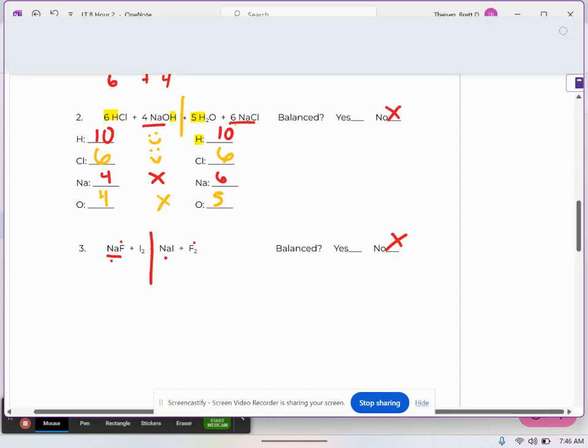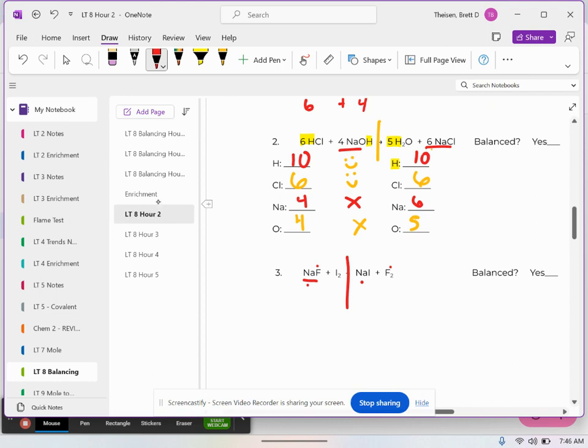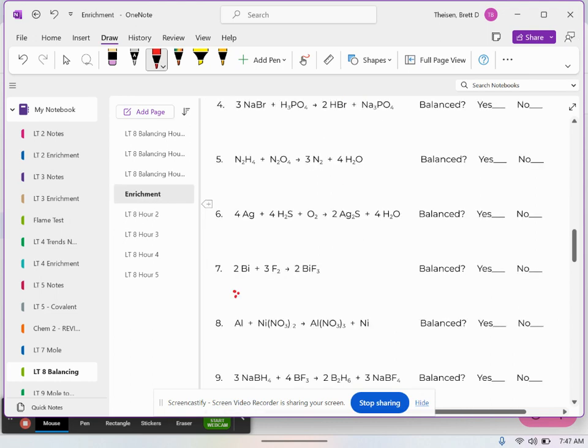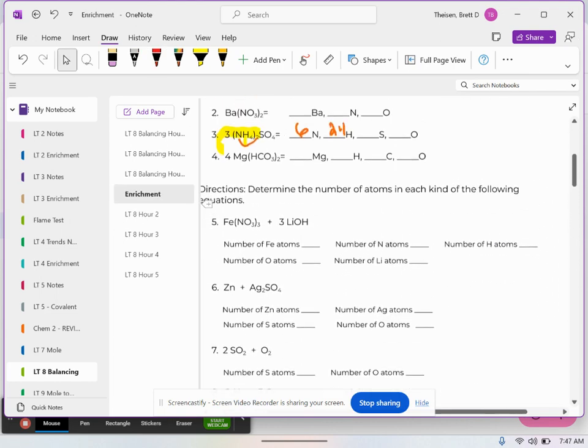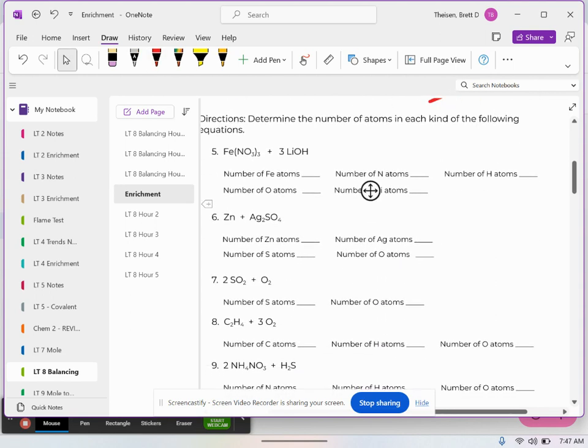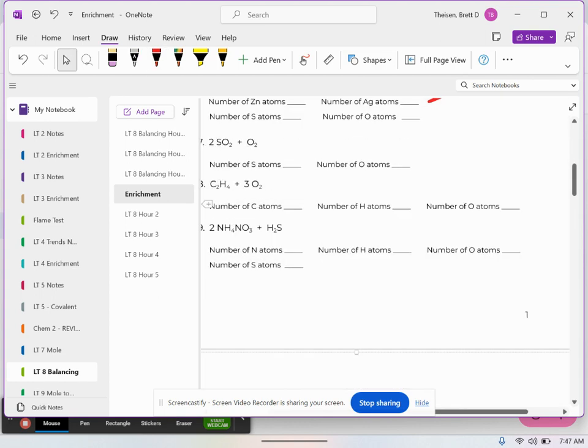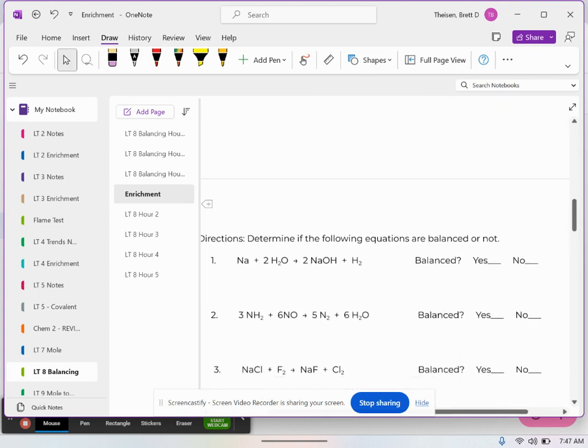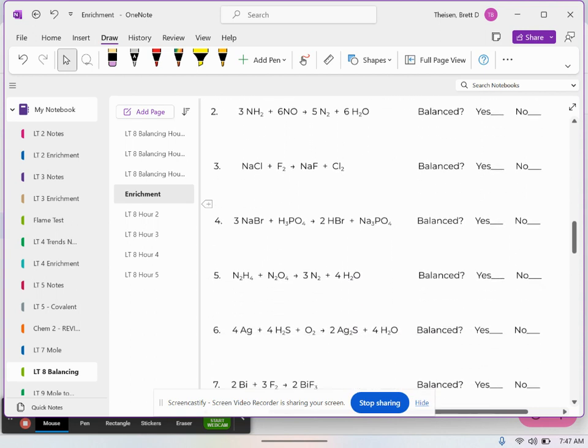Okay, so now what you're going to do is after you got that notes part done, you're going to stop there and you're going to go to your enrichment packet. Okay, and you're going to do the counting. And then same thing, you'll get counting here, be good at talking about coefficients and so on and so forth. And then you're going to get to the part where you start seeing if they're balanced again.